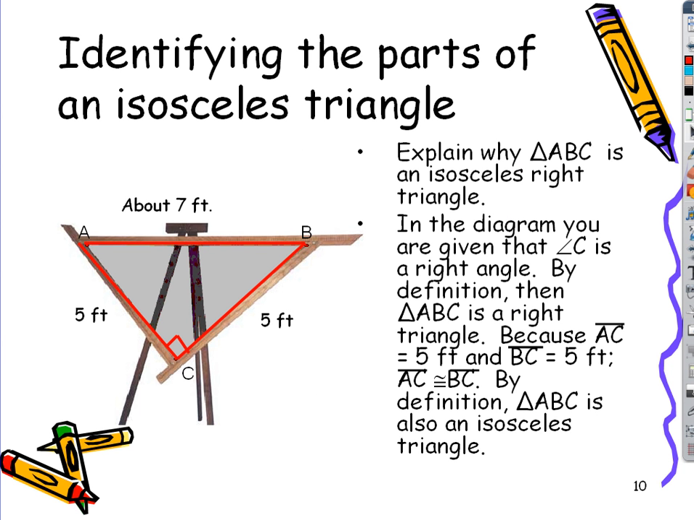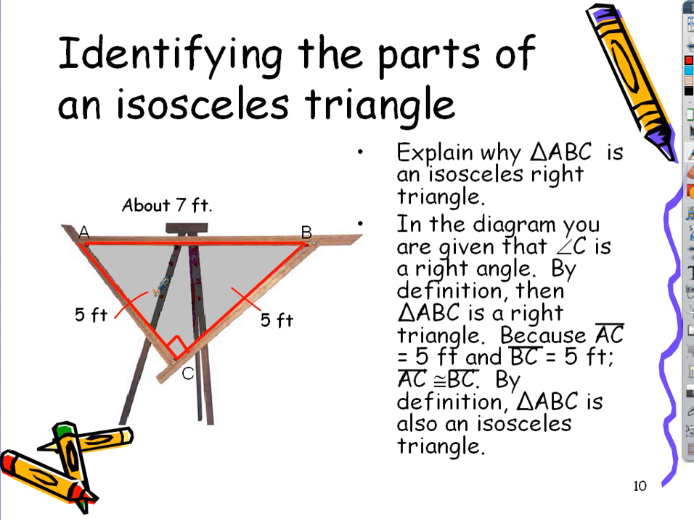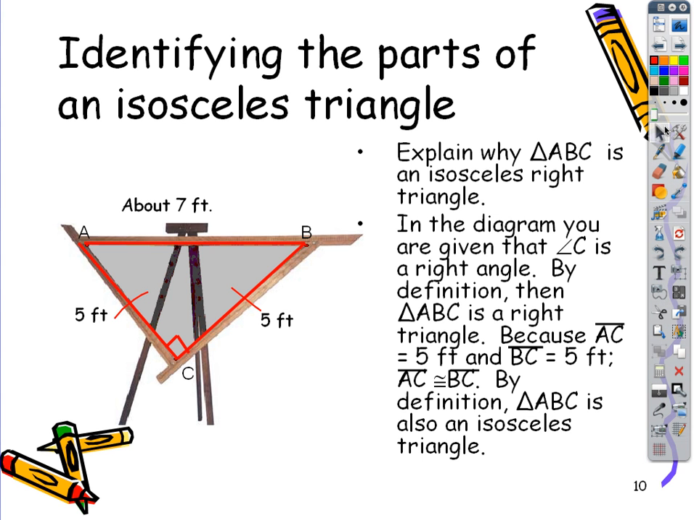This one, right here. Identifying the parts of an isosceles triangle. So first, let's take into account that this is isosceles. Triangle ABC is an isosceles right triangle. Why is it isosceles? Because two sides are the same. So we can indicate that those two are congruent. Why is it a right triangle also? Because it's got a right angle. So that's an overlapping definition. That's going to happen a lot.